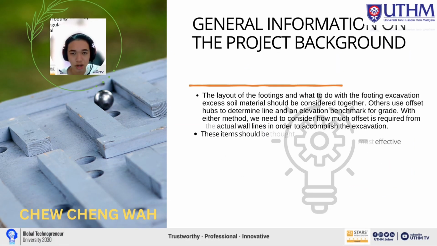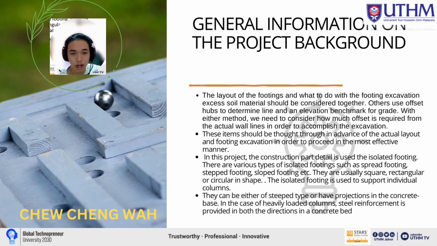Thirdly is general information on the project background, the layout of the footing and what to do with the footing. Excavation: excess soil material should be considered together. Another is the use of set hubs to determine line and elevation benchmarks for grades. With either method, we need to consider how much offset is required from the actual wall lines in order to accomplish the excavation. This item should be thought through in advance of the actual layout and footing excavation in order to proceed in the most effective manner.